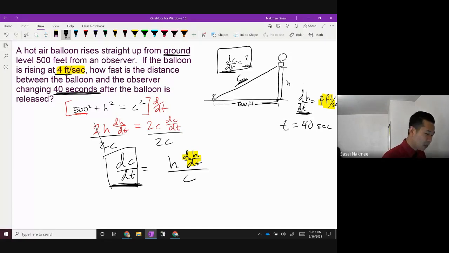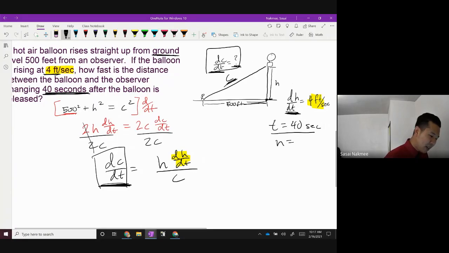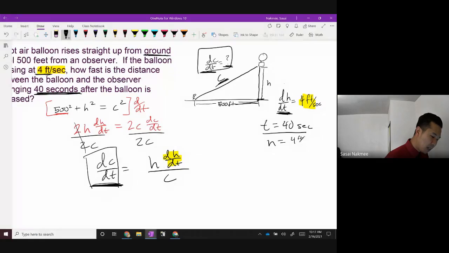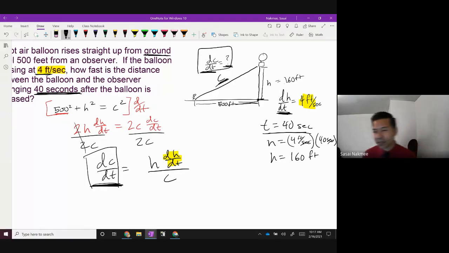So at t equals 40, the height is going to equal, you ready? The rate at which it's traveling, 4 feet per second, times the time that it's been traveling, 40 seconds. When you multiply this, the seconds cancel out. You're left with h equal to 160 feet. So the height of this balloon is going to be 160 feet at 40 seconds. We are going to plug that into the equation. We also need to find out what c is, and this is a roundabout way of getting there. But you guys kind of see it, right?